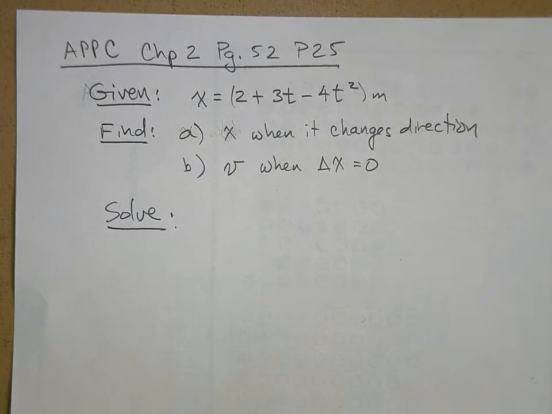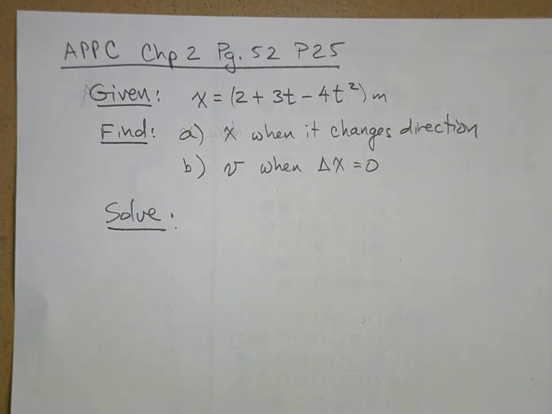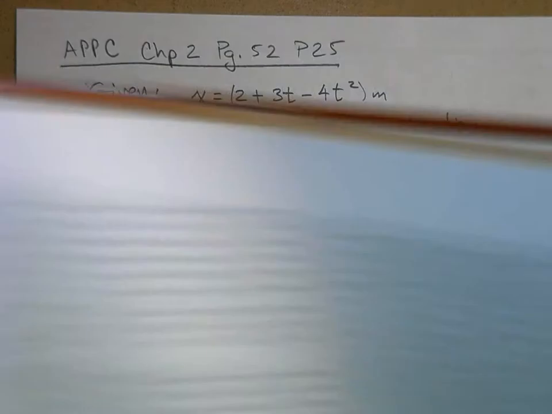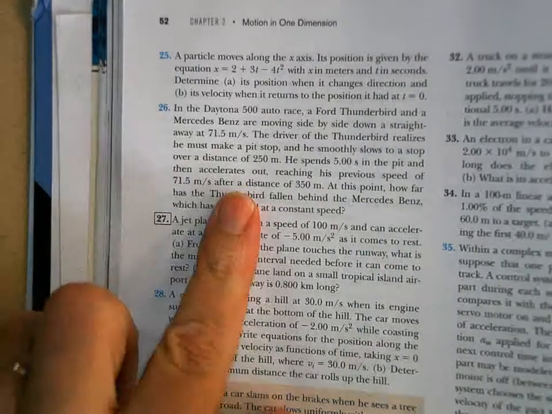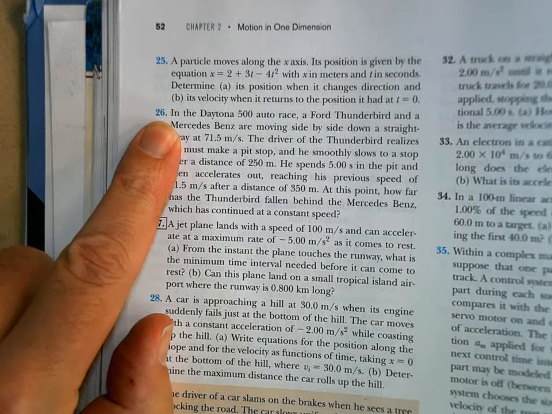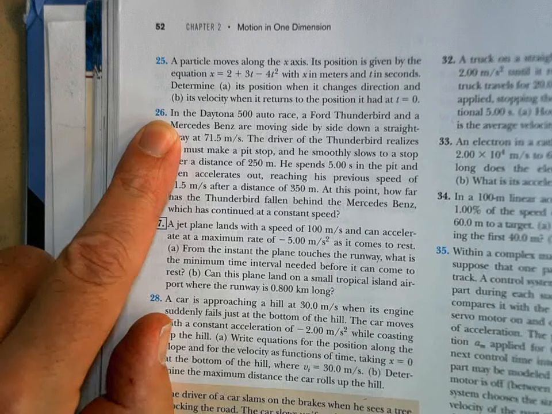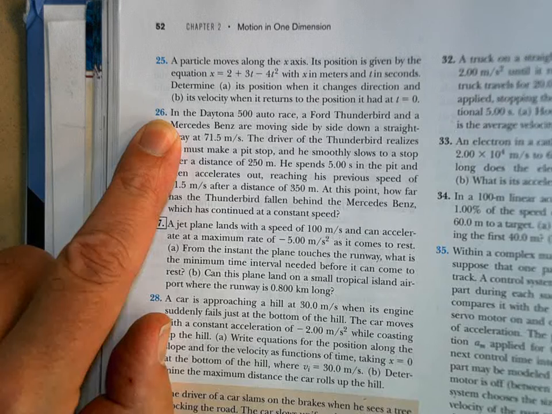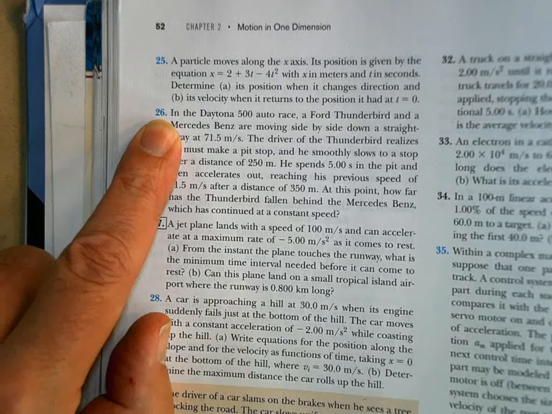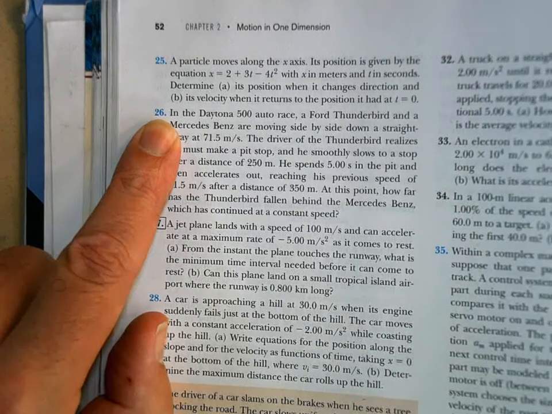All right, let's do problem 25 on page 52 in chapter 2. And here is what's given. A particle moves along the x-axis. Its position is given by the equation x equals 2 plus 3t minus 4t squared, with x in meters and t in seconds. Determine A, its position when it changes direction, and B, its velocity when it returns to the position it had at t equals 0.